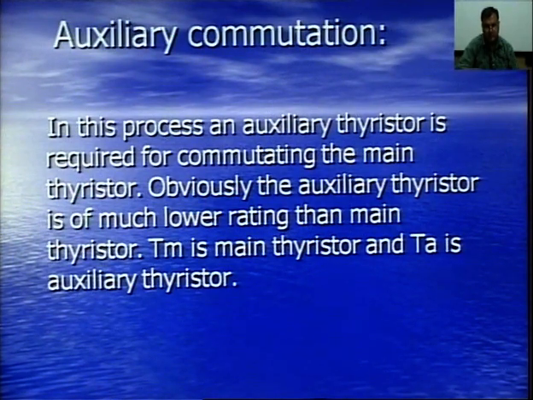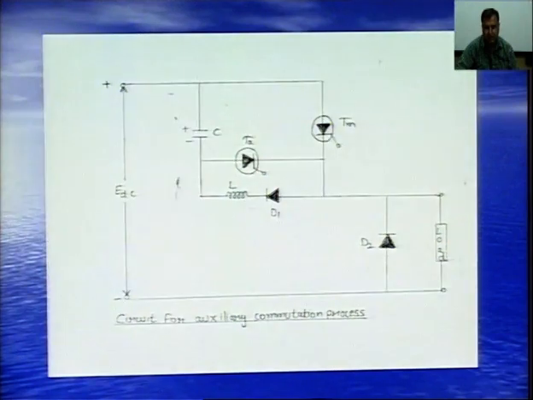Now comes the last technique of switching off a thyristor, which is known as auxiliary commutation. In this process, an auxiliary thyristor is required for commutating the main thyristor. Obviously, the auxiliary thyristor is of much lower rating than the main thyristor. Tm is the main thyristor and Ta is the auxiliary thyristor. Now this thing we can see in this diagram.